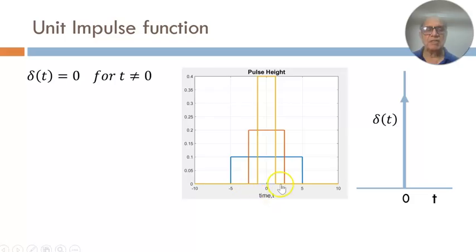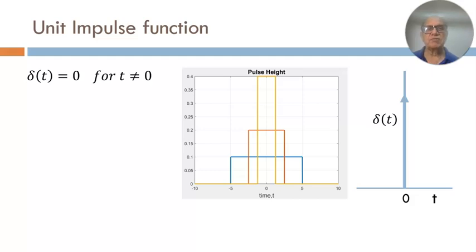Now suppose we halve the base width. In that case, we double the height of the pulse also, so that the area remains the same. If we further reduce the pulse width, we have to increase the height further. In the limit, as you can see, if the pulse width approaches 0, the height will approach infinity and this rectangular pulse will approach an impulse. However, the area under that remains constant at 1, and that is what we mean by unity.